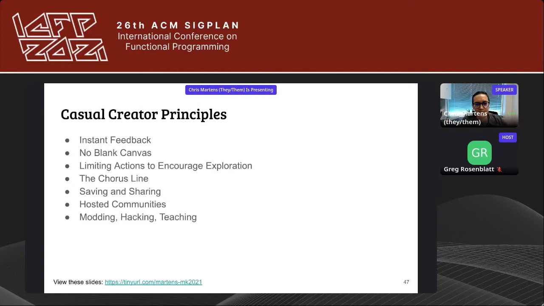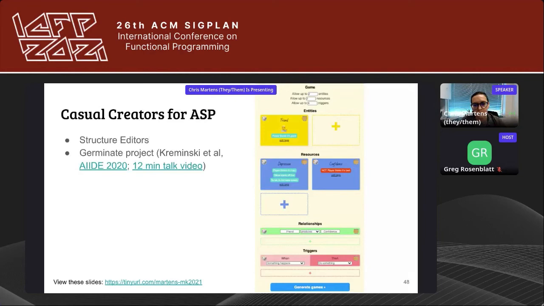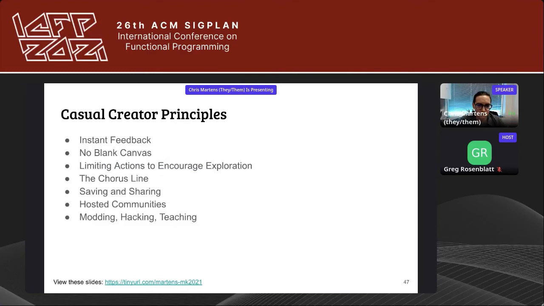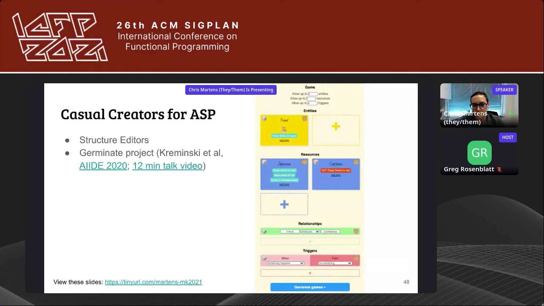And then aspects of the community that encourage modding and hacking existing examples, as well as good teaching materials, also go a long way for casual creators. So we've tried doing a bit of this work. I think it's a bit of a challenge, and maybe even a mistake, for academia to try to be responsible for all of these different properties. I don't think that's necessarily achievable, but I think there are some of these principles that we can adopt in what we build if we care about usability and inclusivity.